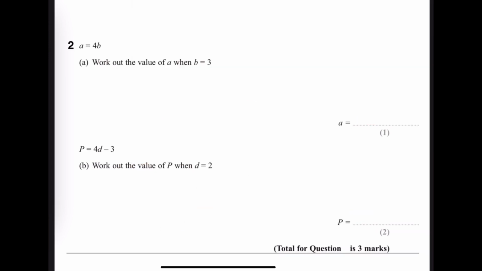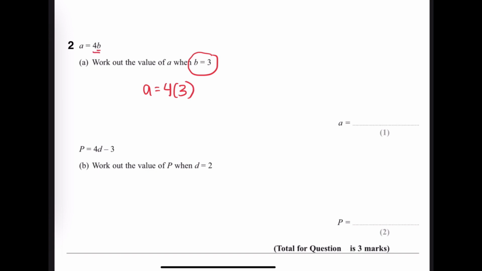Question 2. A equals 4b. A. Work out the value of A when b equals 3. This is a substitution, so every time we see b, we are going to substitute 3 instead of b. So let's rewrite the equation. It will be A equals 4, and here it says b, so instead we're going to put our 3. So A equals 4, 3.